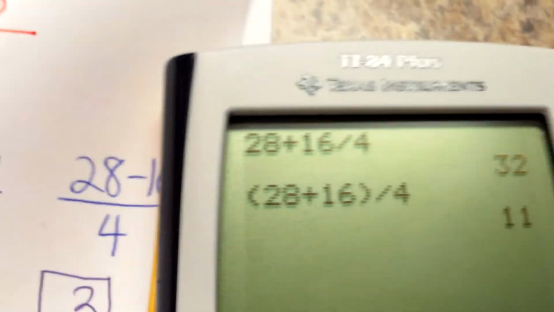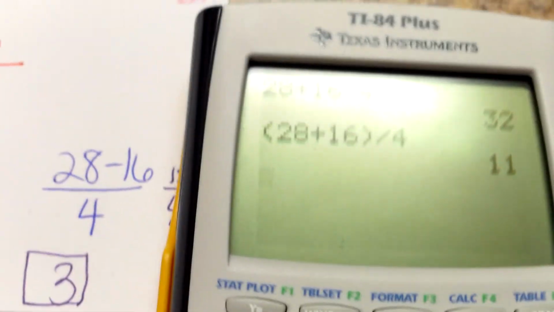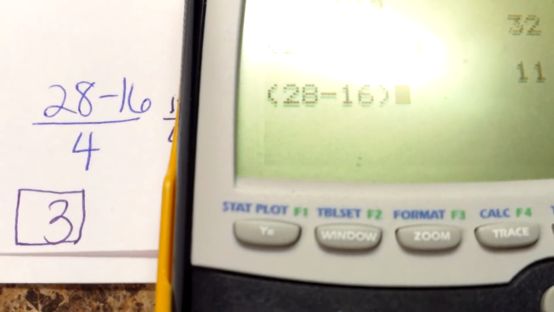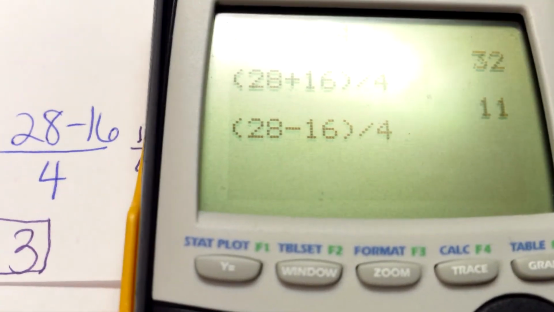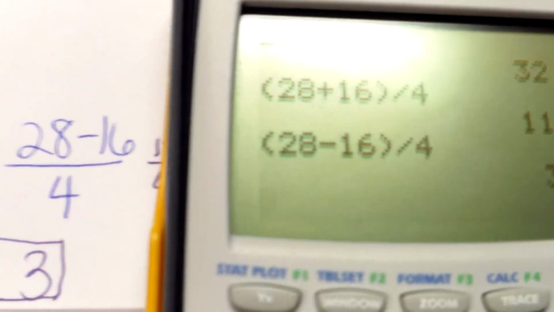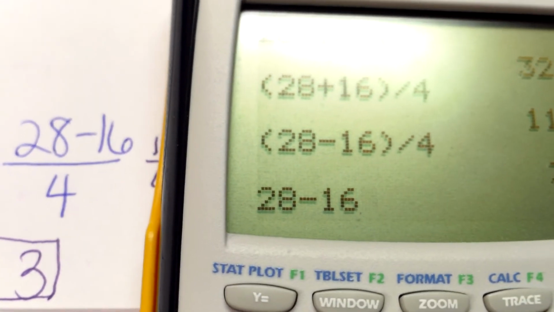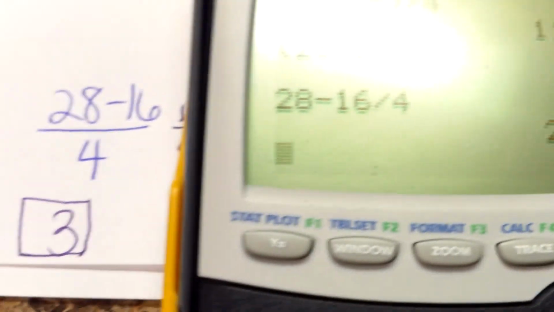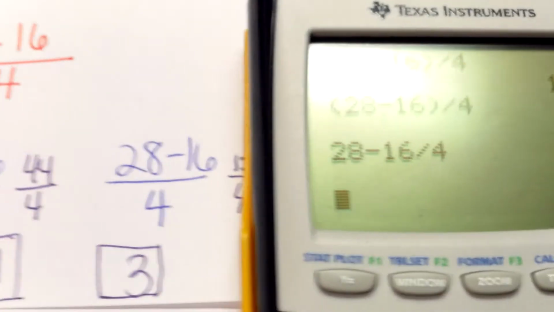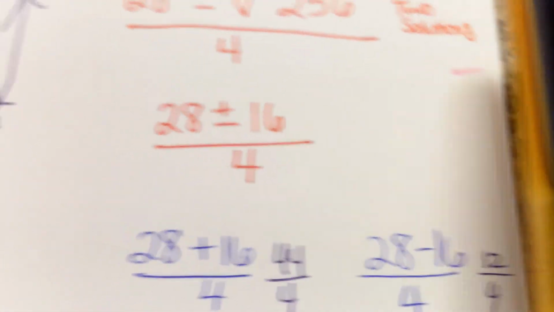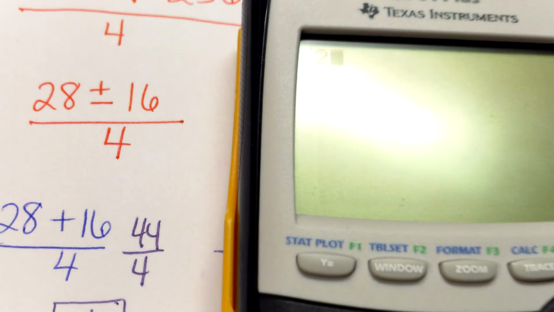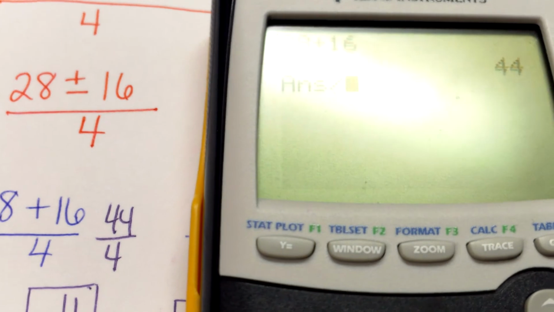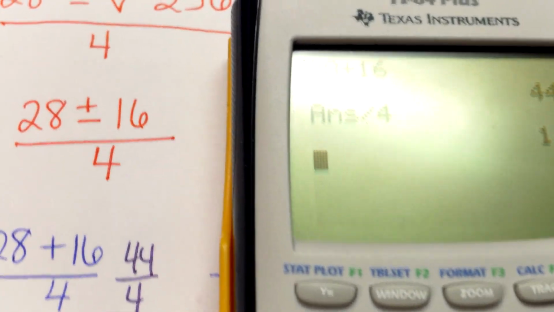You need to add first. If you're going to add first, you better put parentheses, so that way the calculator knows that you're going to add or subtract first. Here's my second one. 28 minus 16 divided by 4. And we get the 3. Because if you don't put parentheses, you're going to get the wrong answer, like this one. Here I did not put parentheses. I got 24, so instead of getting a 3. So just make sure you do the top first and then the bottom. So you can also do it the long way, where you do 28 plus 16, enter, and then divide by 4, 11. That's the safest way if you want to do it that way.